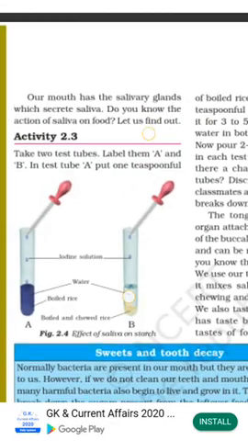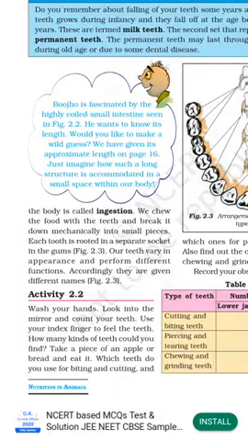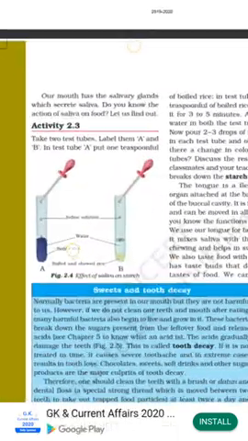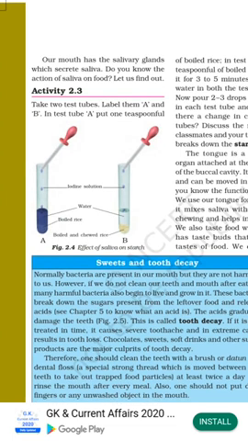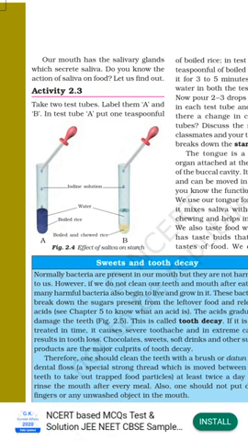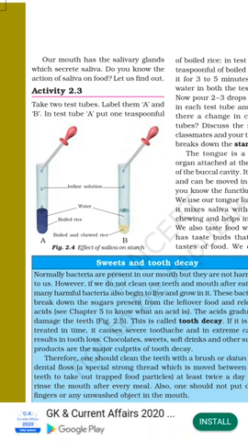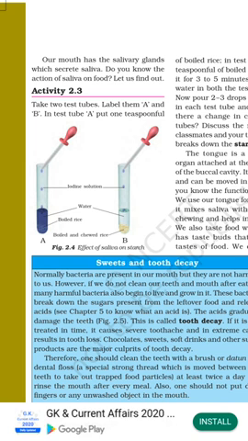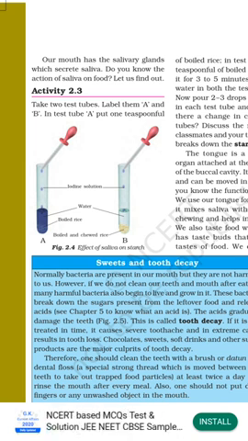Next we will be doing another activity, activity 2.3, in which we are going to test the presence of starch in food. We take test tube A and test tube B. In test tube A we take a little bit of rice, because rice contains starch, and in test tube B you take a little bit of rice, but after chewing it properly.